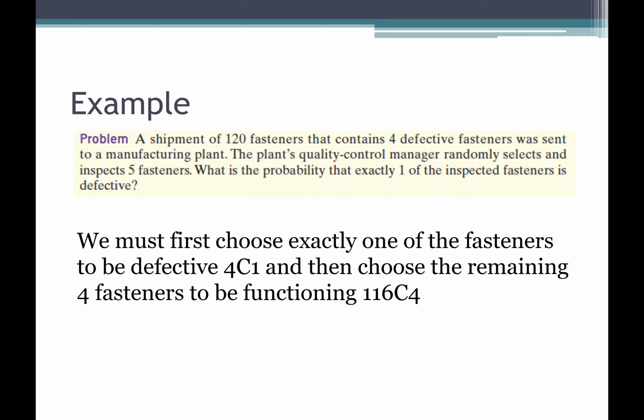A shipment of 120 fasteners that contains 4 defective fasteners was sent. The plant's quality control manager randomly selects and inspects 5. What is the probability of exactly 1 of the inspected fasteners is defective? So we must first choose exactly 1 of the fasteners to be defective, and then choose the remaining 4 of the functioning 116 to be functional.